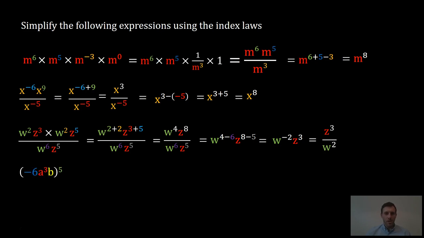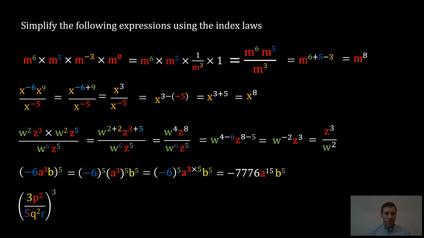On this, we're going to use the power of a product as the product of the powers, so we essentially bring the power of 5 inside the brackets. Now we can simplify a to the power of 3 to the power of 5. We multiply them, and that simplifies again. We can do negative 6 to the power of 5, and we get negative 7,776 times a to the power of 15 times b to the power of 5.